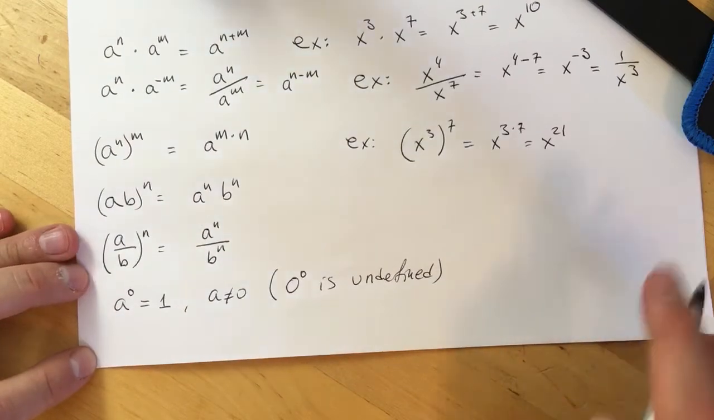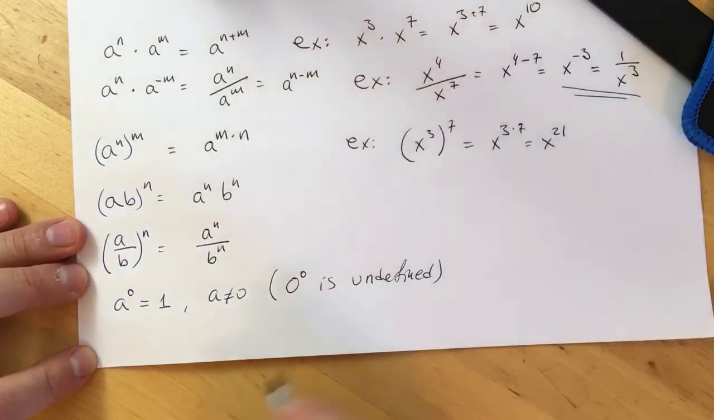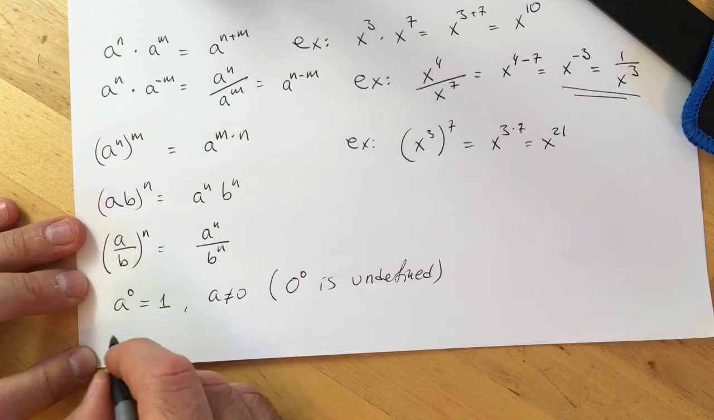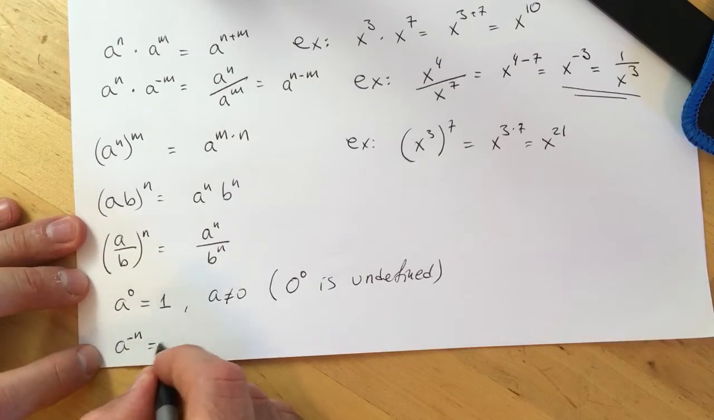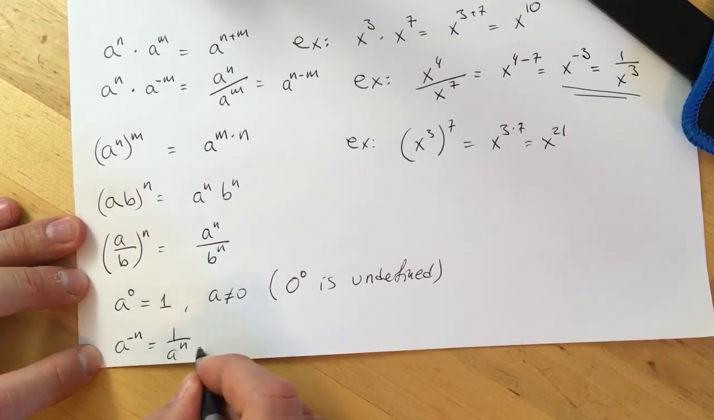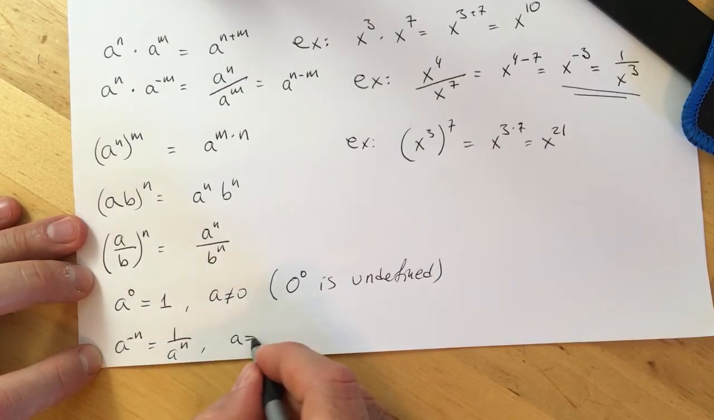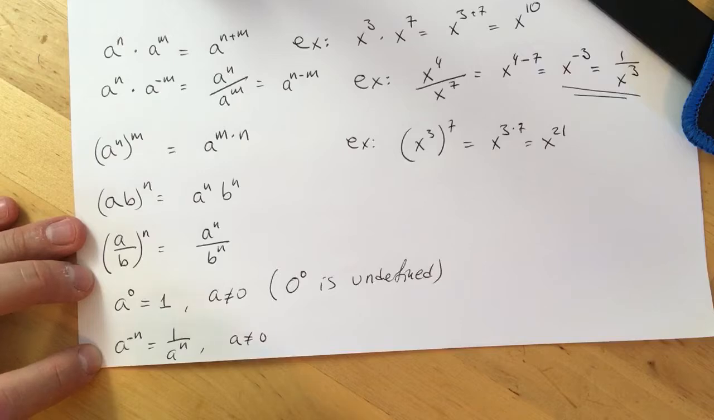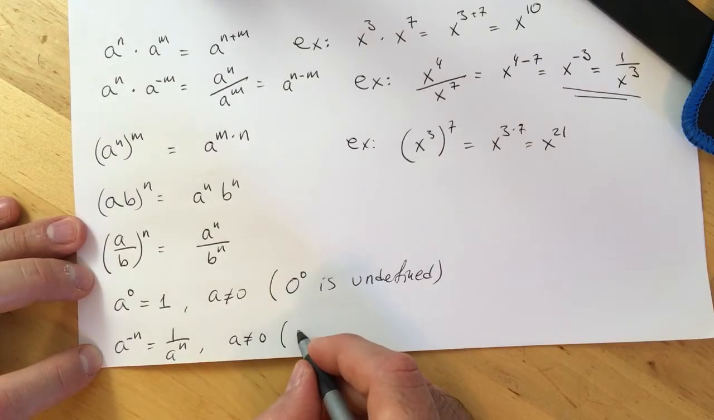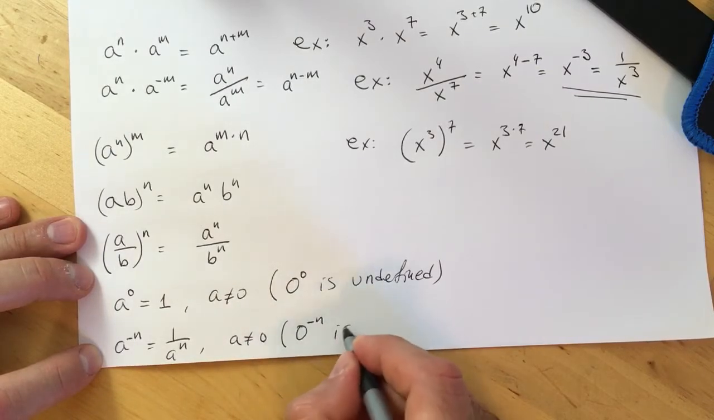Okay, and this rule here that we used right here, I can just write it out. a to power negative n is equal to 1 over a to power n, of course, as long as a is different than 0. Again, 0 to power negative n is undefined.